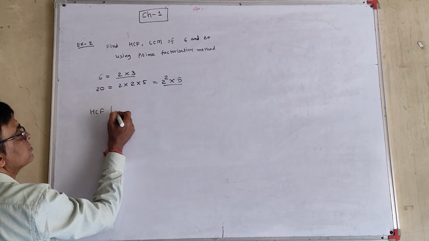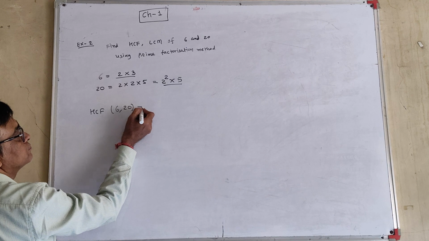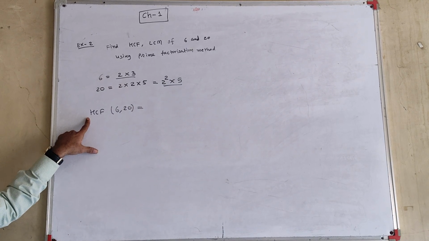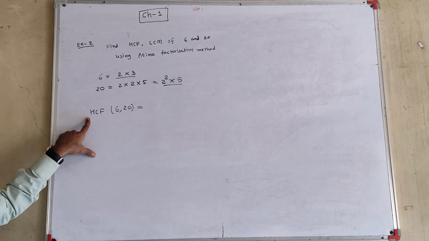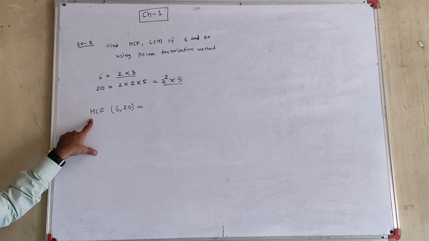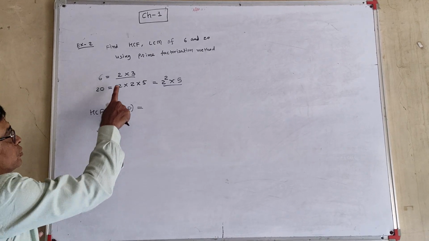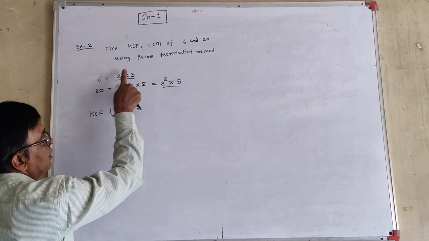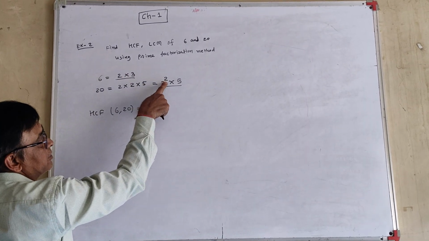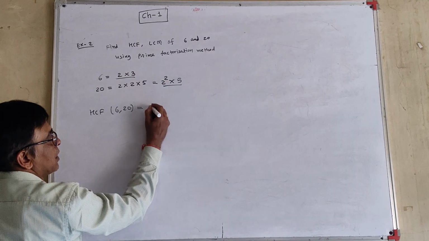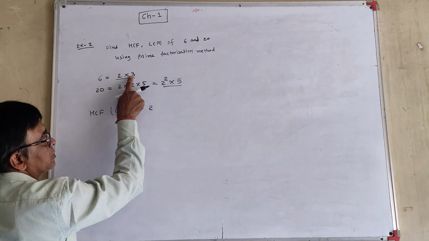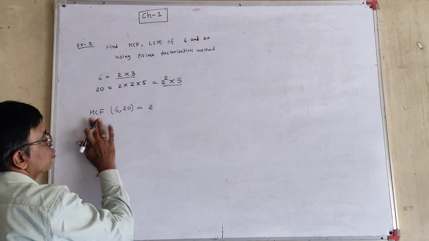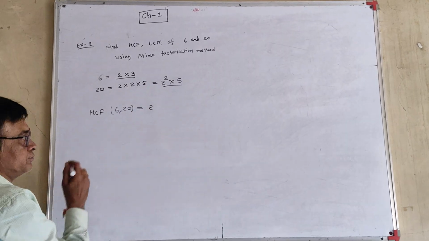Now I will find HCF of 6 and 20. So what is the rule to find HCF? Lowest power of common factor. So here the common factor is 2, and here 1 power is given, and here 2 power is given. So the lowest power is 1. Here 3 is given, but here 3 is not given, so 3 and 5 are not common. So HCF of 6 and 20 is 2.